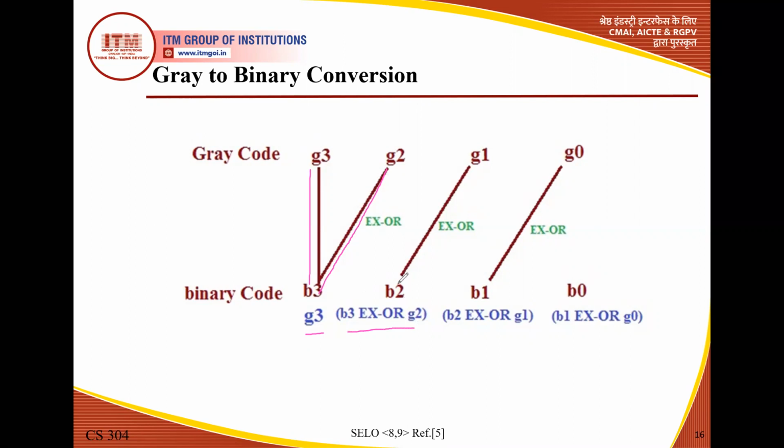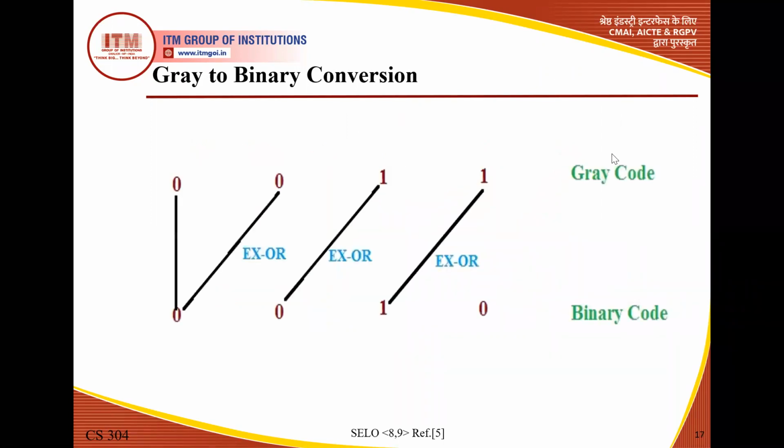When this B2 comes out, this B2 is XOR with G1 to produce B1. That's why B1 equal to B2 XOR G1. When B1 is found, B1 XOR with G0 gives B0. B0 equal to B1 XOR G0. So the MSB is replaced as it is. When B3 XOR with G2, we have B2. B2 XOR with G1, we have B1. B1 XOR G0, we have B0. So this is the formula. With the help of this, we find out gray to binary.